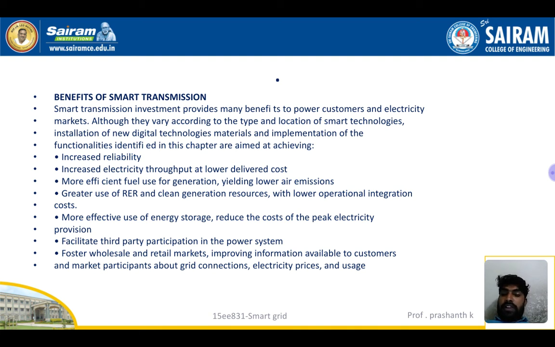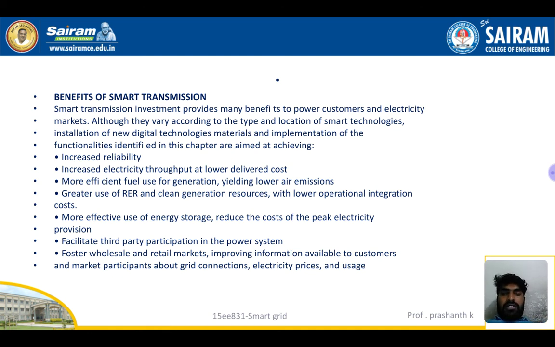Implementation of the functionalities identified in this chapter is aimed at achieving: increased reliability and ability to reliably operate, increased electricity throughput at lower delivered cost, and more efficient fuel usage for generation yielding lower air emissions, greater use of RER and clean generation resources with lower operational integration costs, more effective use of energy storage, reduced cost of peak electricity provision, facilitating third party participation in the power system, fostering wholesale and retail markets, and improving the information available to customers and market participants about the grid connection, electricity prices and usage.